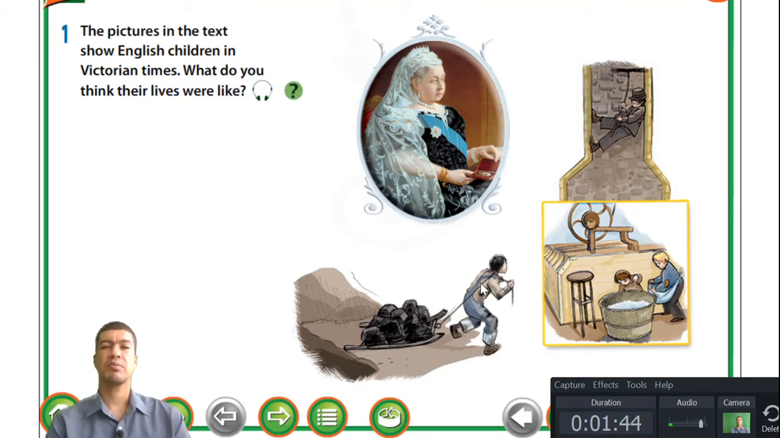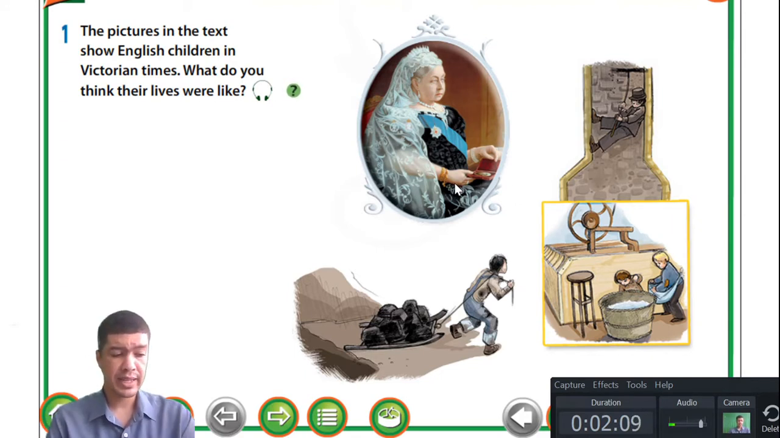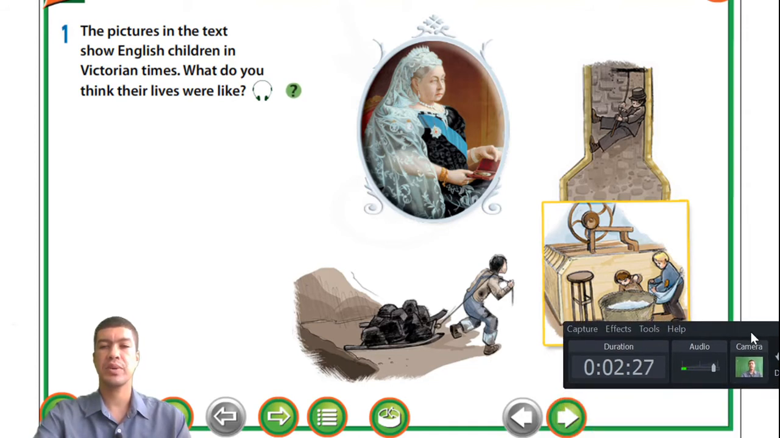Okay, let's look at example number one. Pictures in the text show English children in Victorian times. What do you think their lives were like? Judging from the pictures, this boy is doing some hard labor, and by labor I mean hard work. We are looking at Victorian times, which means the time that Queen Victoria reigned, from the early 1800s to the 1900s. Now let's go on to our lesson and see what it is all about.